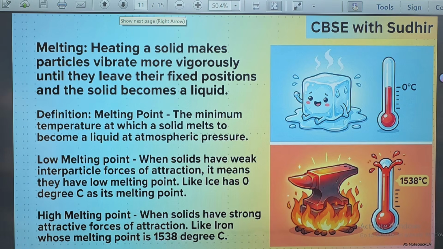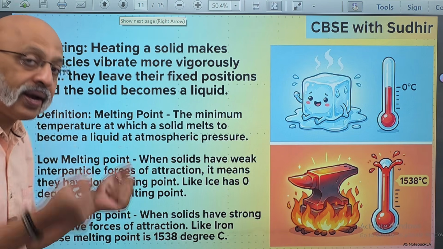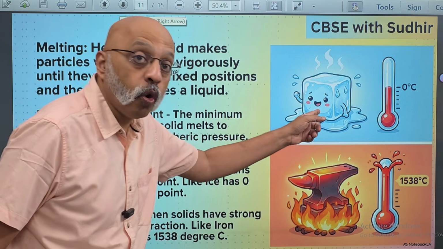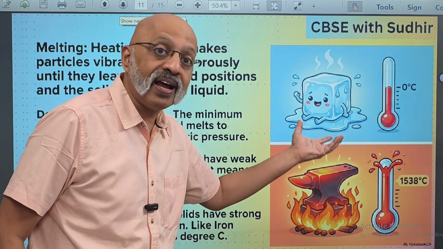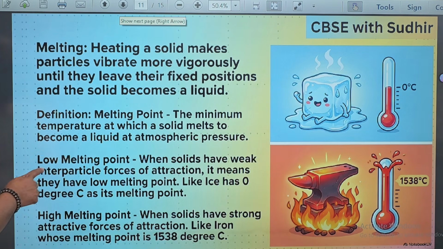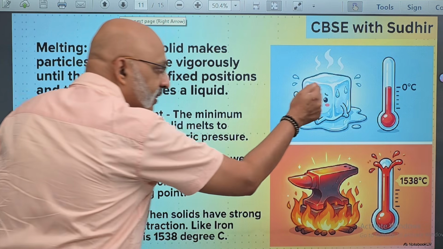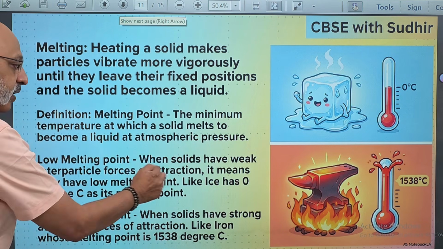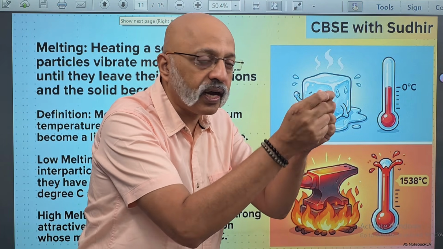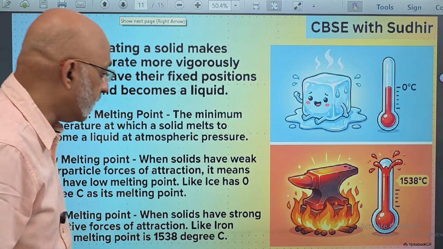What is a low melting point and what is a high melting point? When solids have weak interparticle forces of attraction, it means they have a low melting point. That is, they can melt very quickly, like ice. Very quickly it can melt and become water. Its melting point is only 0 degrees Celsius. So in the case of ice, the interparticle forces of attraction between two particles are very weak. So give it just a little heat, and it will melt almost immediately.